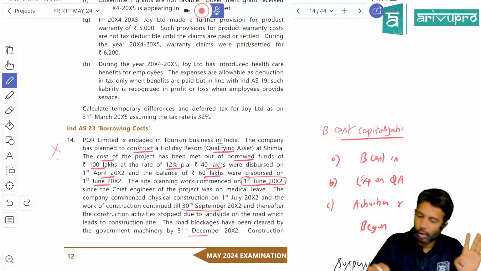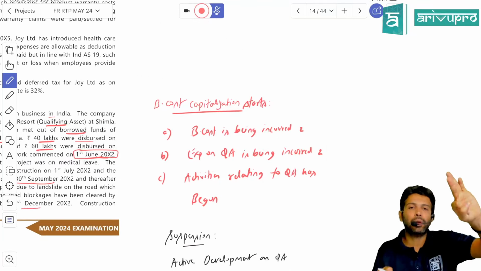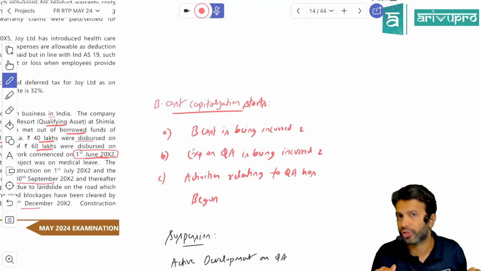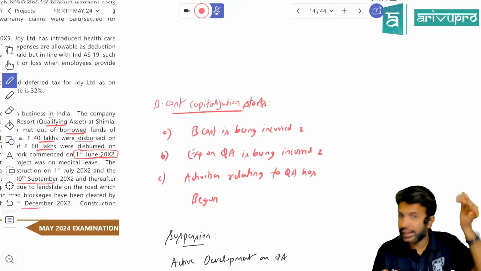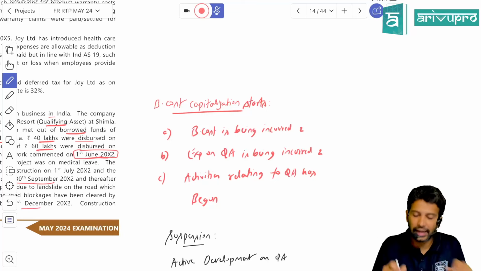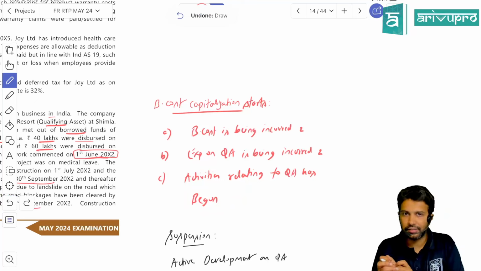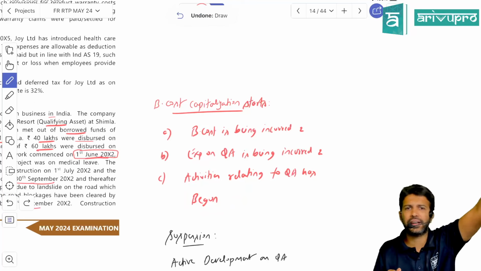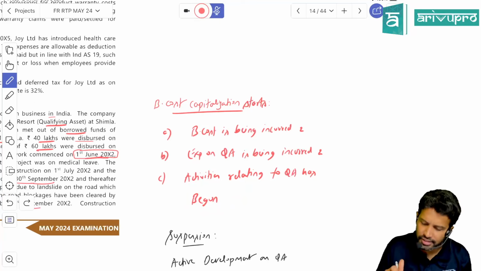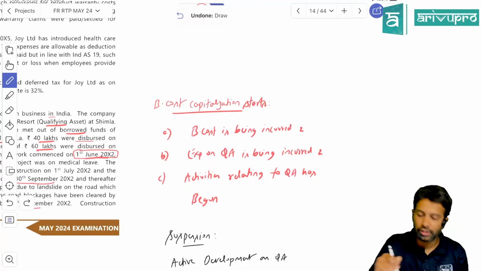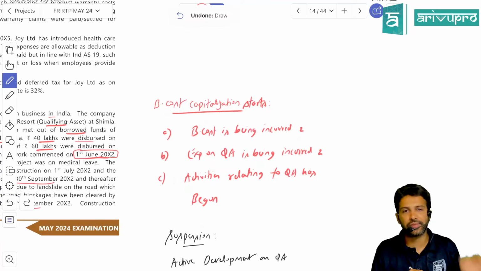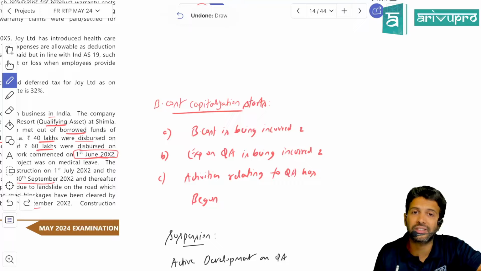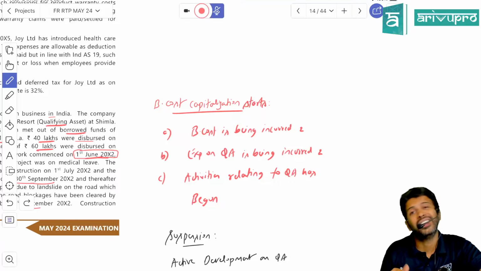First condition: borrowing cost should be incurred. Second: expenditure on the qualifying asset should be incurred. Third: activities relating to the qualifying asset should have begun. And activities here do not mean physical activities. Even planning activity or administrative activity is considered an activity for this purpose. So the day all these three conditions are satisfied, you will start the borrowing cost capitalization.